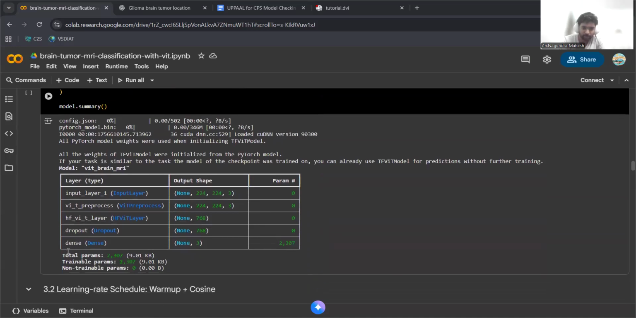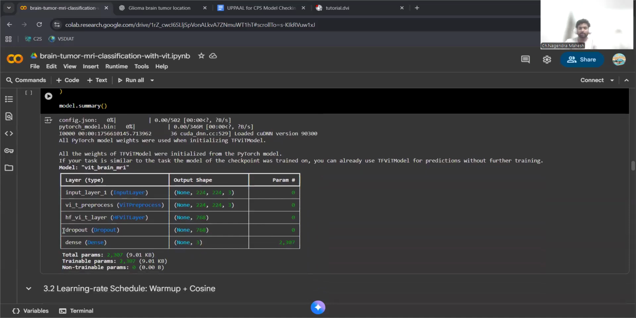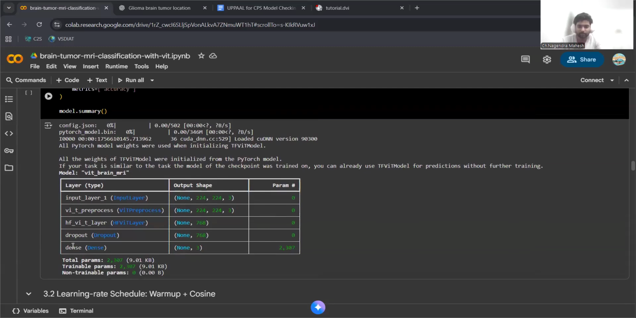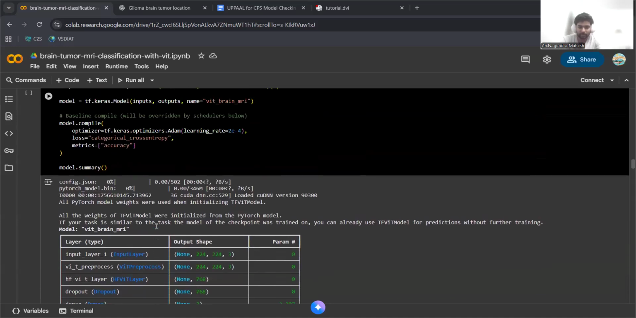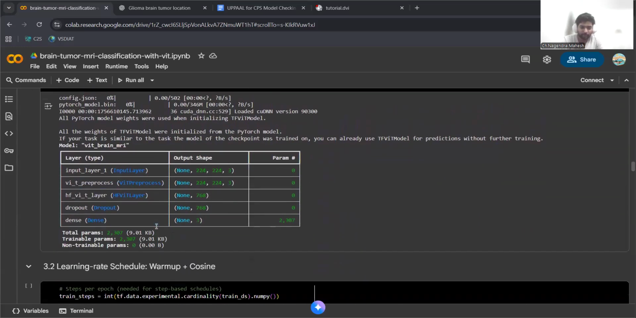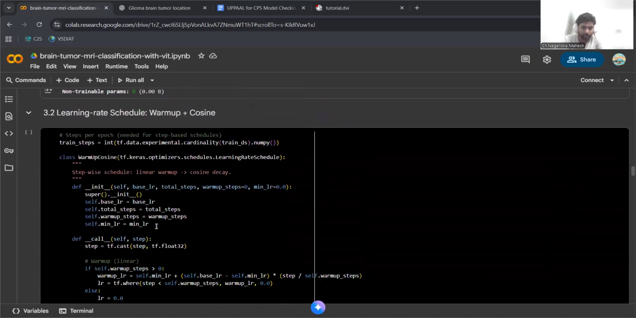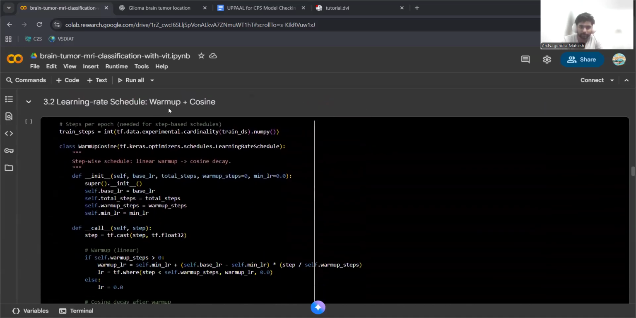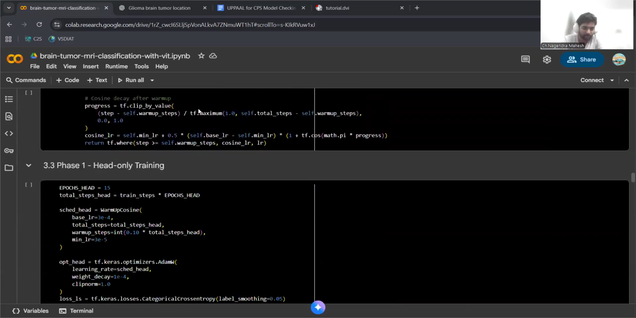Dropout is actually a very good generalization method in neural networks. We drop the neurons randomly in the dropout, like in a dense neural network, such that each neuron will be trained accordingly, irrespective of the weights that are already predefined. So for the learning rate, we are using warm-up plus cosine, as we discussed earlier.